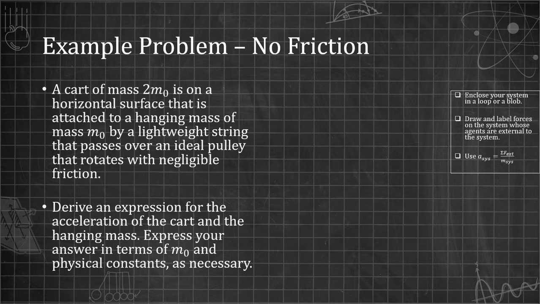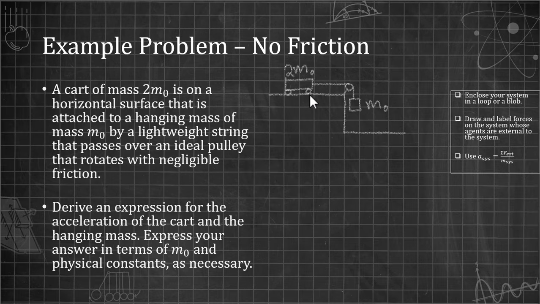We'll take a look at an example problem where we have one of those carts on a horizontal surface, attached by a string passing over a pulley to a hanging mass. Now here we actually have some values of masses. The cart's mass is 2 times m naught, and the hanging mass is simply m naught. We want to derive an expression for the acceleration of the whole system. We want to express our answer in terms of the mass that they give us, m naught, and physical constants as necessary, meaning we're allowed to have the variable m subscript 0 and physical constants in our final equation, but nothing else. We don't necessarily need to use all of those, but in this example we will.